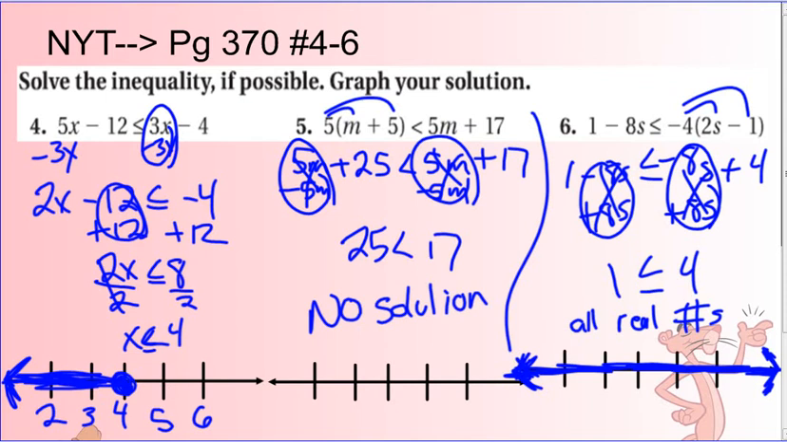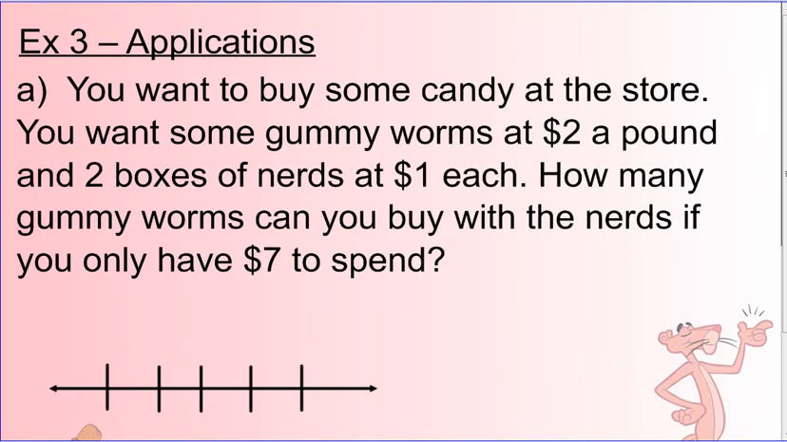All right. So now let's just take a look at some applications and we're done. Letter A here says, you want to buy some candy at the store. You want some gummy worms at $2 a pound. So worms are $2 times pounds, because each pound is $2. And 2 boxes of nerds, plus nerds. You want some gummy worms at $2 a pound and 2 boxes of nerds at $1 each.